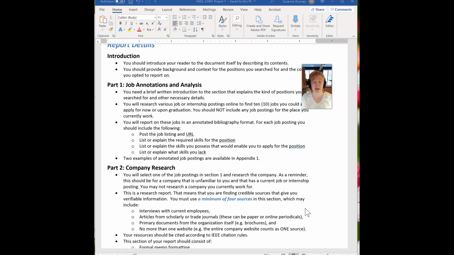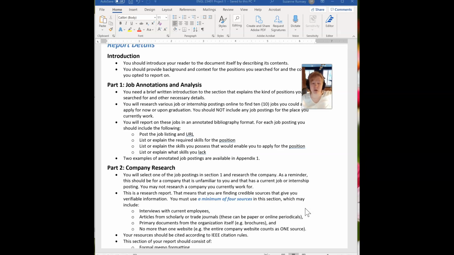The other thing is that you're going to do an annotated bibliography. So for each job posting, you should include the following: the job listing itself and the URL where you found it. You're going to list or explain the required skills for the position. You're going to list or explain the skills you already possess that would enable you to apply for the position. And then list or explain the skills you lack.